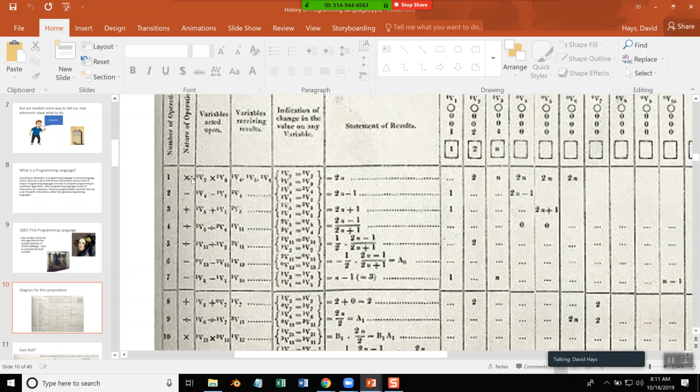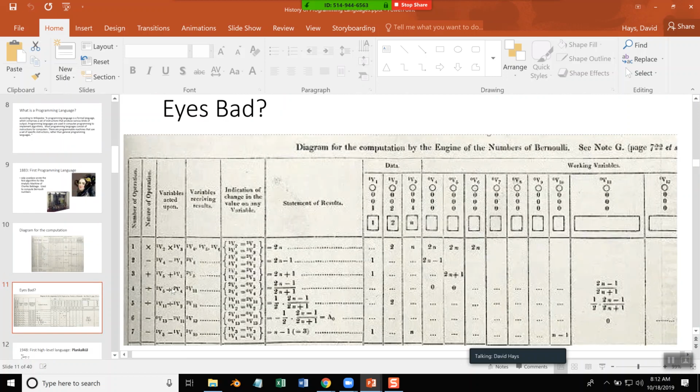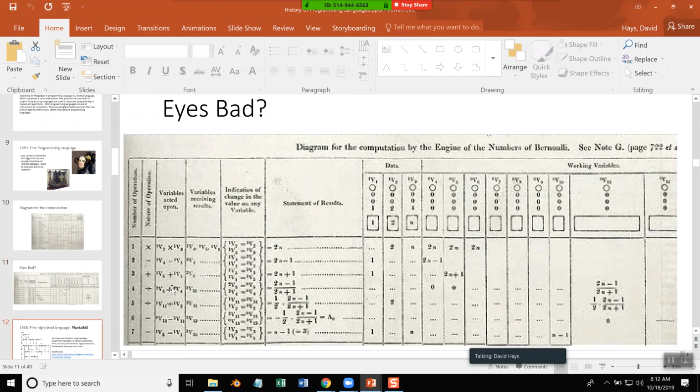Variables acted upon, the nature of the operation. A lot of it is probably manipulating electrical voltages directly. So it was to do math, but she is attributed with that. I don't think that's true. I think they just gave it to her. Person I think who really did the first one. The eyes are bad.